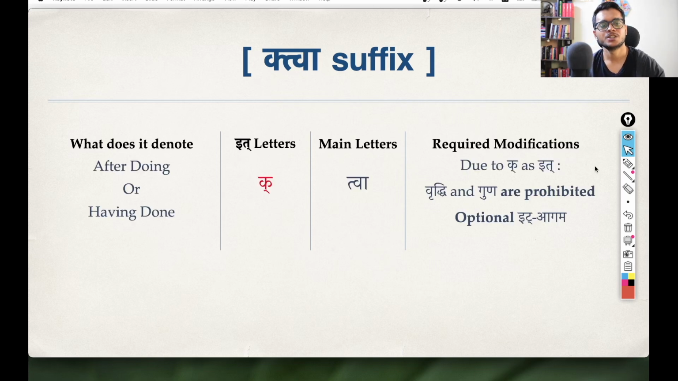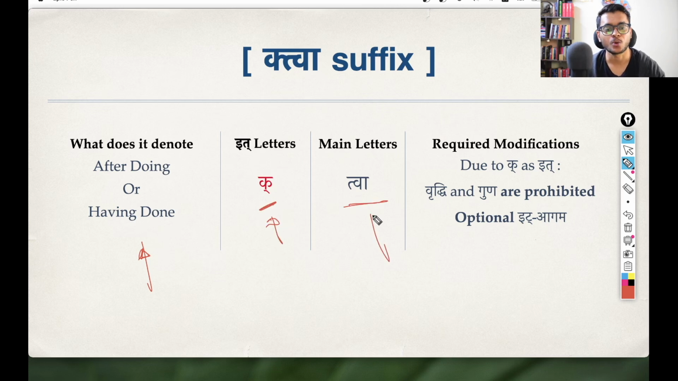Okay. And if we check the details of the twa suffix, what does it denote? It denotes the meaning after doing the action or having done the action. What are the it letters? The kakara is the it letter. So what remains is the main content, twa. Twa is what gets added to the dhatu. This is the main content. Okay. And then what are the required modifications?